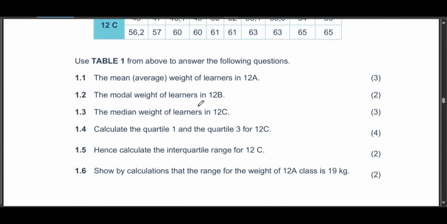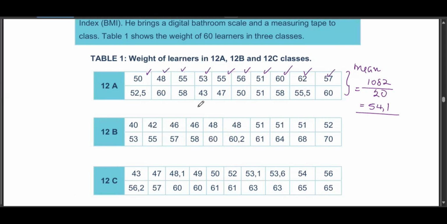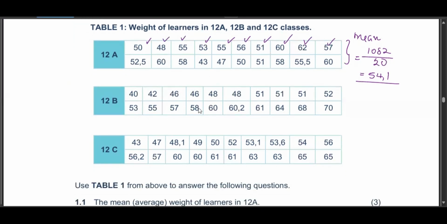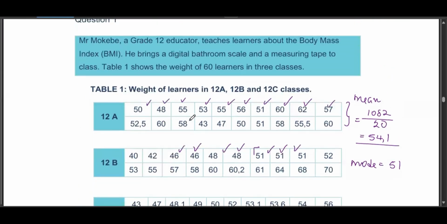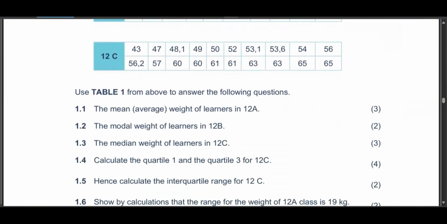The modal number of learners in 12B. Modal number, the number that appears most. We have 46, 46, 48, 48, 51, 51, 51. Then you have 52, 55, no any other. So the number that appears most is 51. Please, the mode is 51. Okay, let me see what I'm answering. 1.1, 1.2. So this is 1.1. This is 1.2.